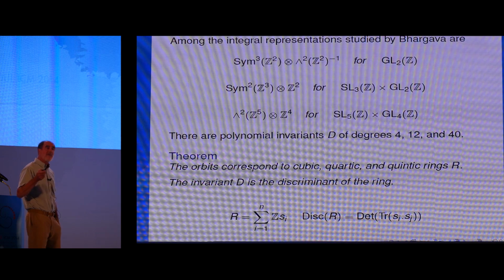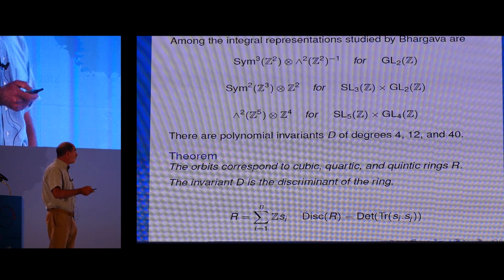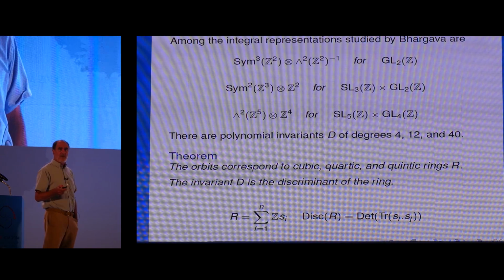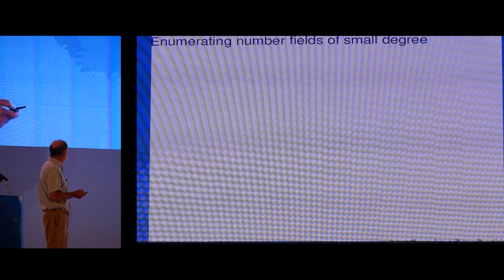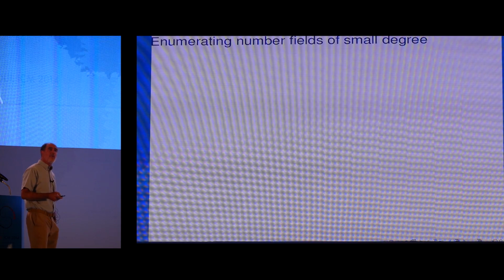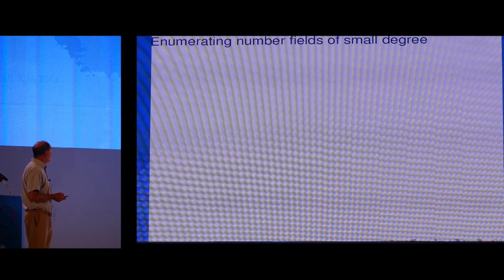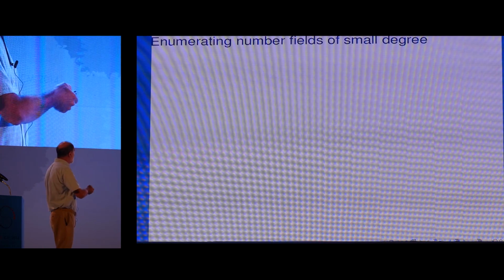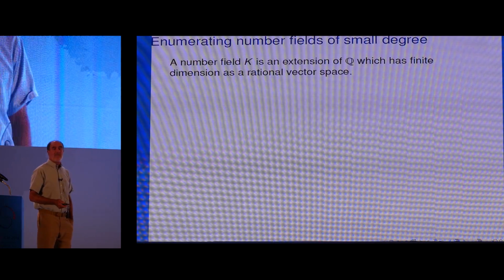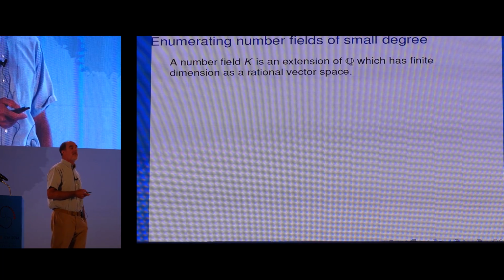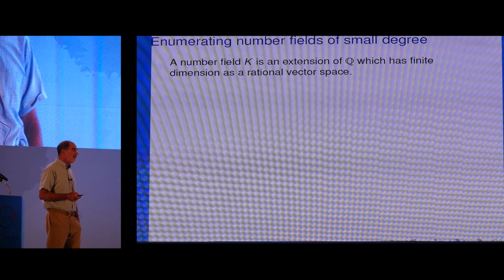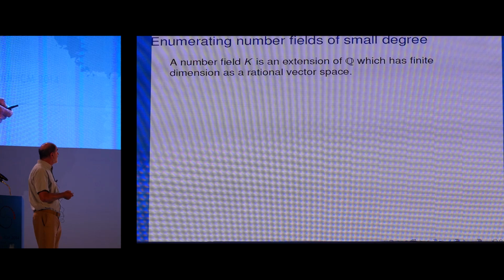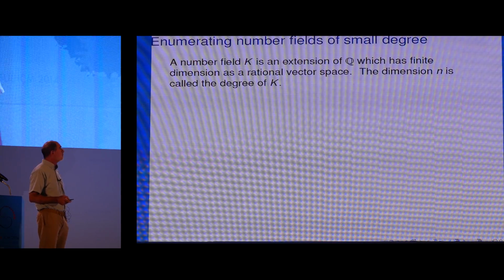But then, Bhargava decided to use the argument of Gauss and count these rings using the geometry of numbers. And he used this to enumerate number fields which have small degree. So to recall, for those of you who haven't studied number theory, a number field is just a field which, as an extension of the rational numbers, is a finite dimensional vector space. And that dimension is called the degree of the field.